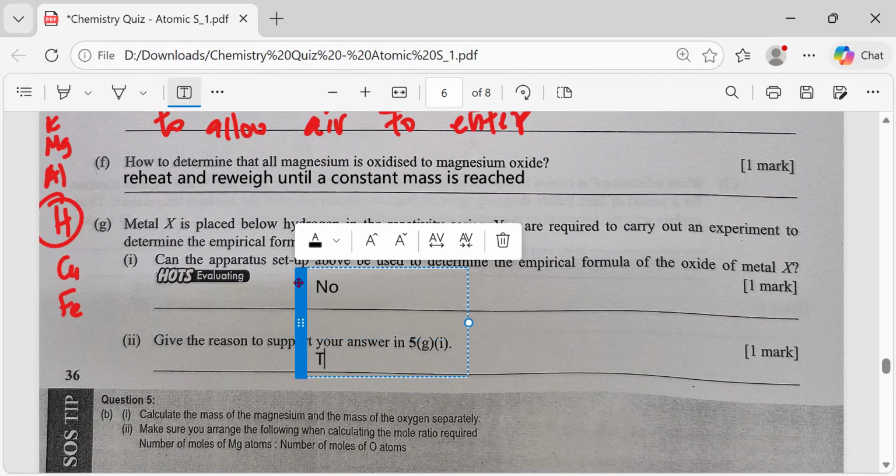Okay. There. One is the reaction is too slow. Number two is there might be more than one product formed, more than one type of oxide formed.